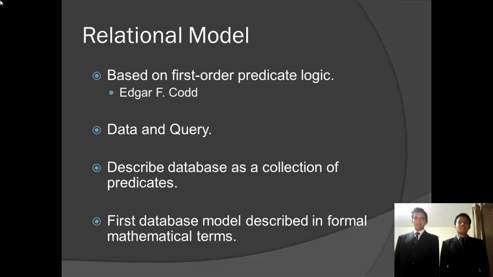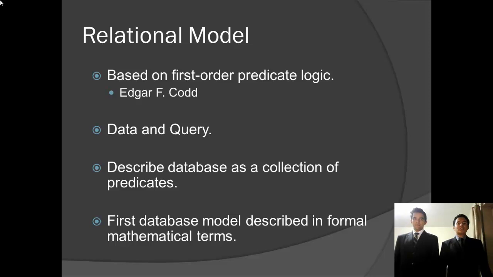The relational model is based on first-order predicate logic that was formulated and proposed by Edgar F. Codd. The purpose of the relational model is to provide a declarative method for specifying data and queries. Users directly state what information the database contains and what information they want from it, and the database management system is in charge of describing the data structure for storing the data and retrieval procedures for answering queries.